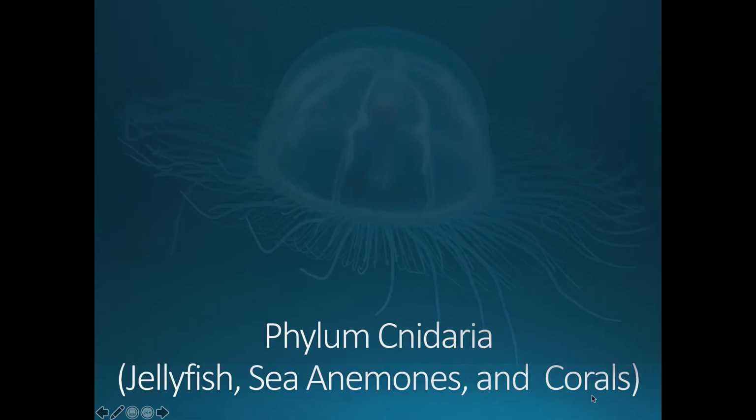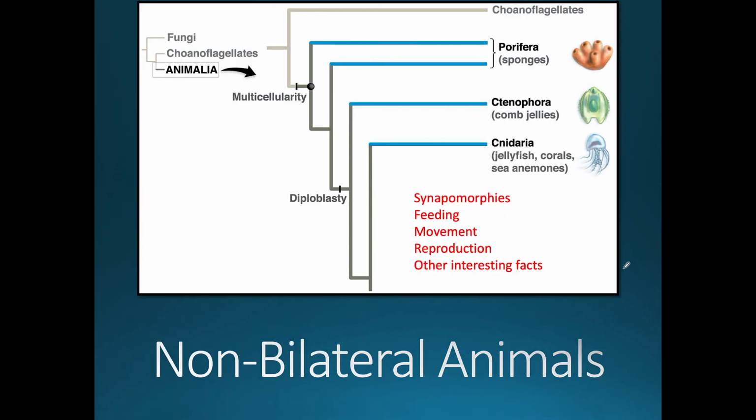Let's go ahead and move to our last non-bilateral phylum, the Cnidarians. This includes the jellyfish, the sea anemones, and the corals. As I just said, they're the last of the phyla that we're going to talk about that do not have a bilateral symmetry. But just like the Ctenophora, they do have the radial symmetry that we've talked about before.